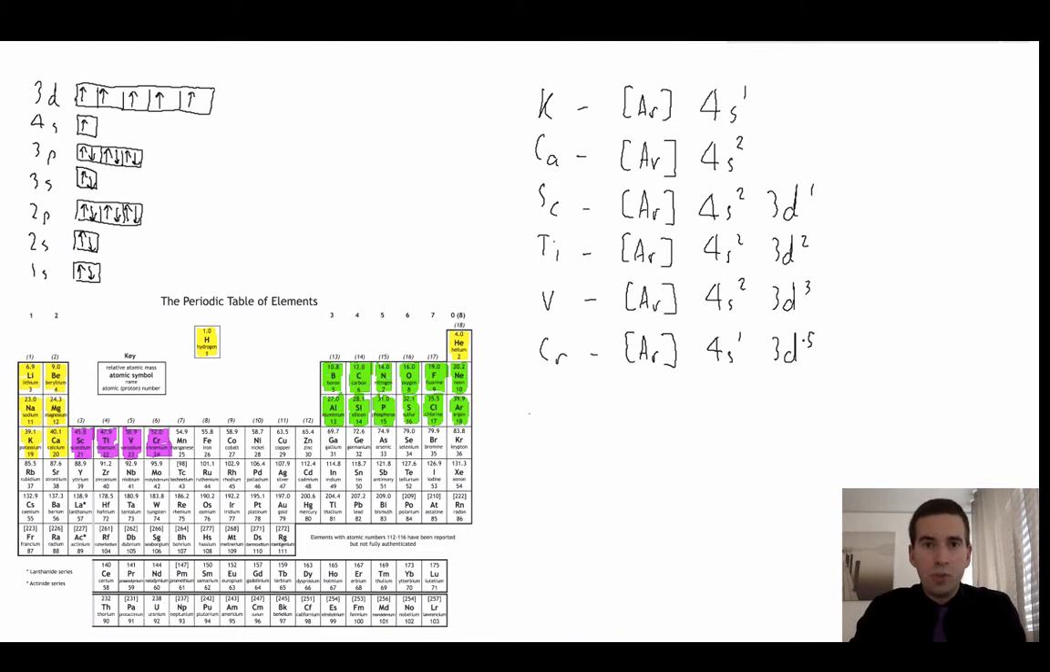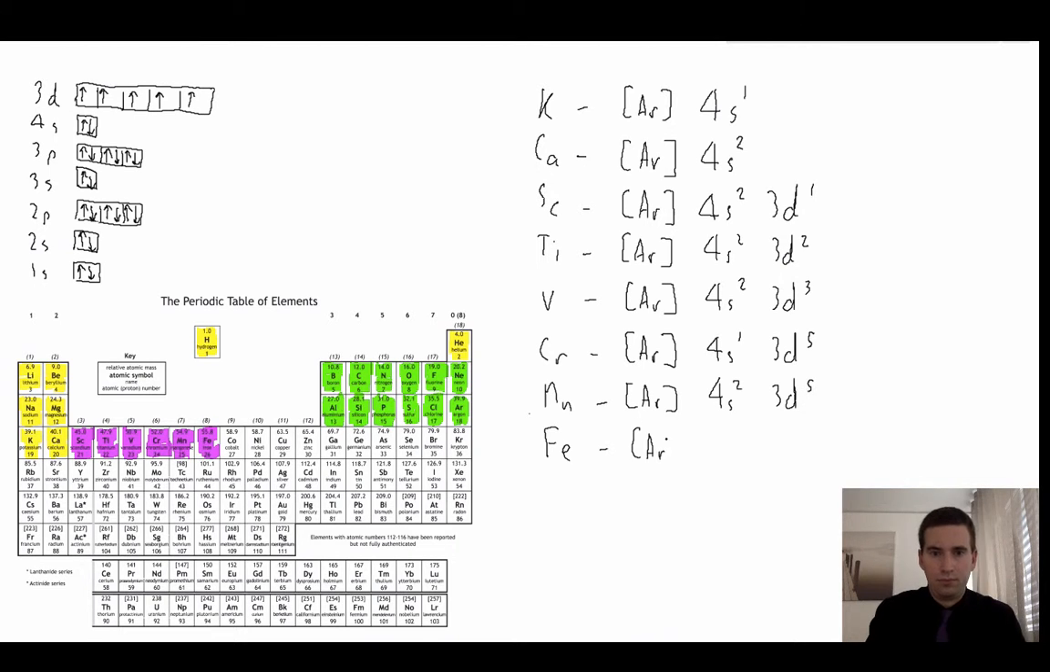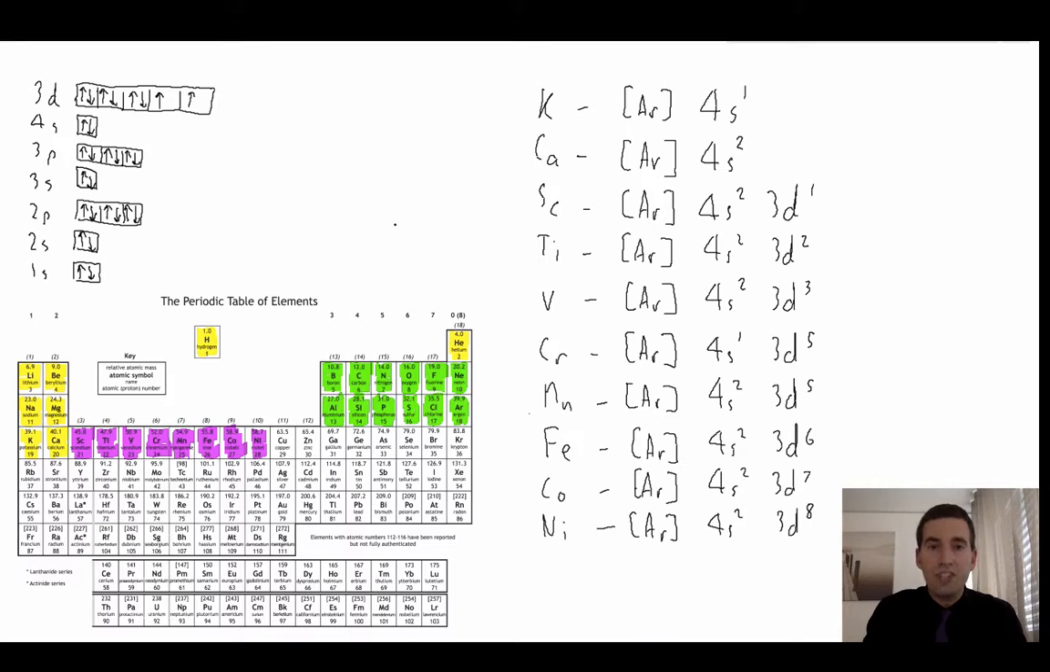Now this is an anomaly, it doesn't follow the same pattern, but it is one they like to ask you about in your exams. So make sure you remember this. Now with the next one, with manganese, you just fill up the 4s subshell again so that it appears to still be following the same pattern. And then you just carry on as normal until we get to this stage.